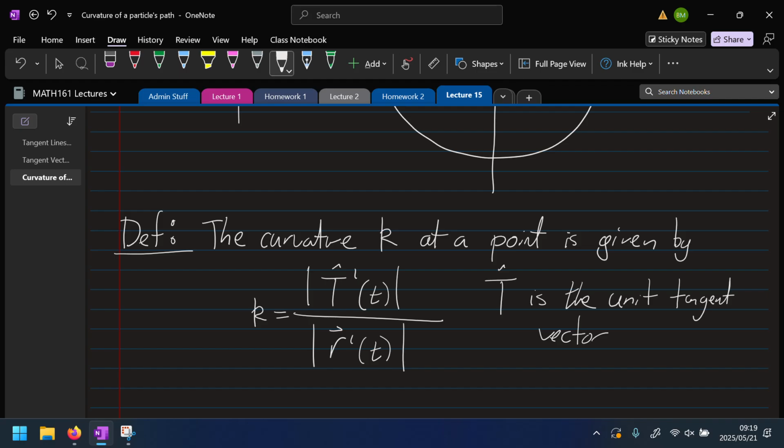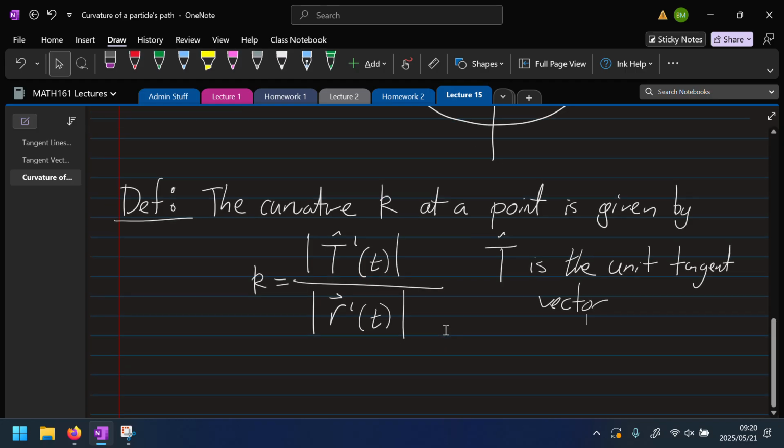Okay, so wherever you are, you can calculate the tangent vector, T, and then T hat, that is the unit tangent vector. You know i hat, j hat, k hat, those are your unit vectors for the x, y, and z direction. T hat is the unit vector in the tangent direction. And then r, that's your position vector. So you take the ratio of these two, and that gives you the curvature.